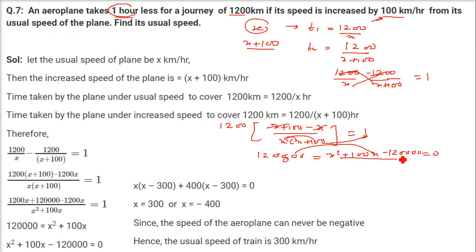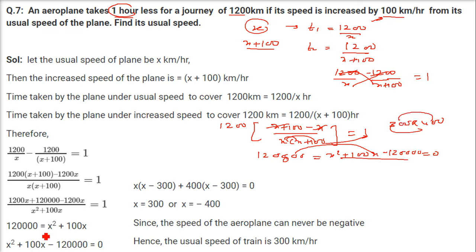Now this 1,20,000 can be written as 300 into 400. Always 4 is a 12 and 4 zeros. So now this 100 we can write as 400 minus 300.